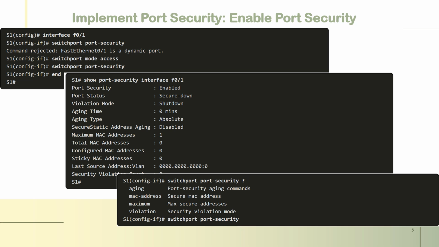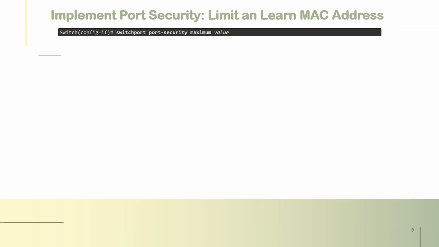So let's see the configuring of the limit and learning the MAC address. To set the maximum number of MAC addresses allowed on a port, we have to use the command switchport port-security maximum followed by the value. The default port security value is 1. The maximum number of secure MAC addresses that can be configured depends on the switch and the IOS. In this example, the number is 8192.